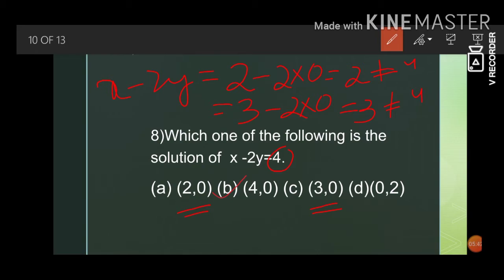Then we will substitute 0 comma 2. So in place of x we are going to substitute 0. In place of y we are going to substitute 2. So we will get minus 4, which is not equals to 4. So option D is also not the correct option. The only option left is option B. That is, in place of x we are substituting 4. In place of y we are substituting 0. So 4 minus 0 is 4, which is equal to our right hand side. So the option B is the correct option.